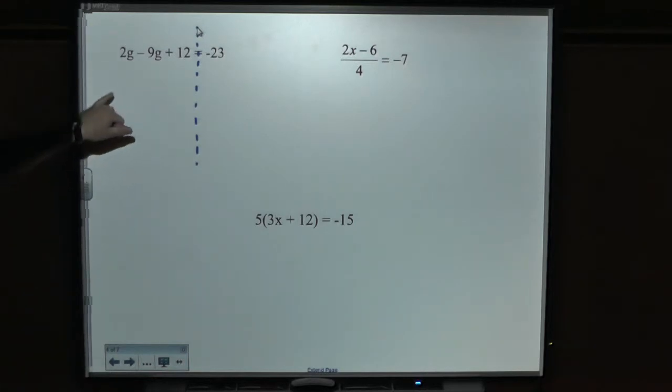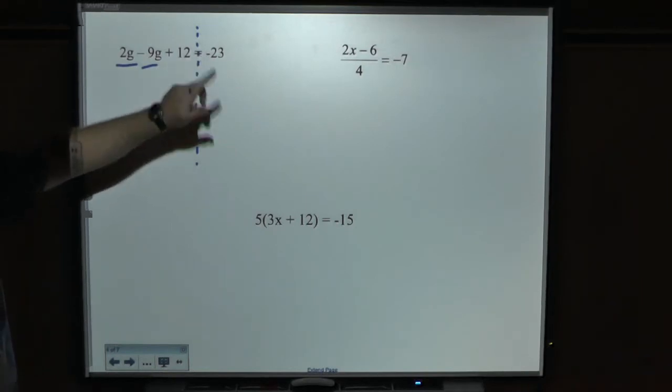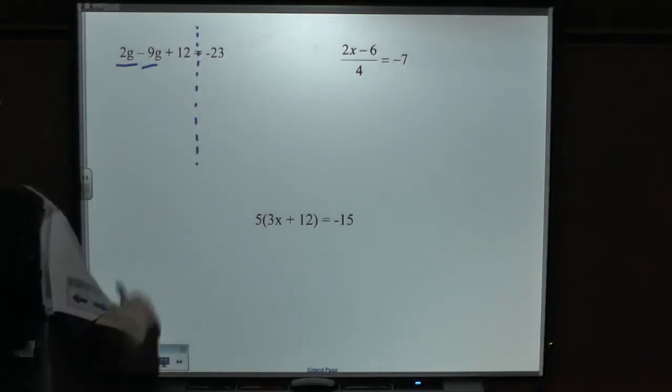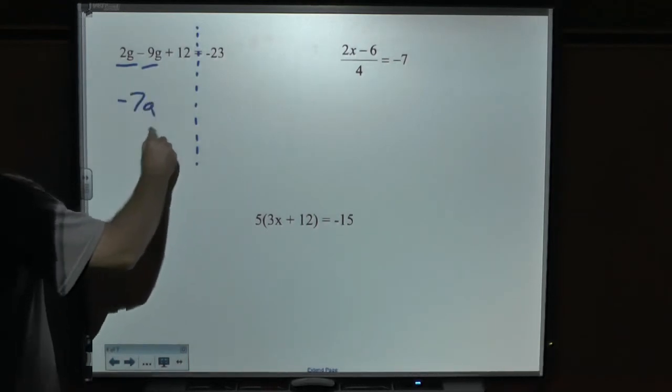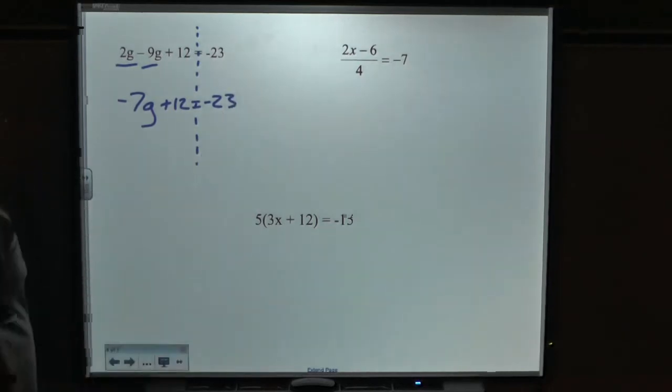So with this one, 2g, negative 9g, those are your like terms. You can't combine the 12 and the negative 23 because they're not on the same side of the equation. So it's just the 2g and the negative 9g, which gives you negative 7g. Then plus 12 equals negative 23.